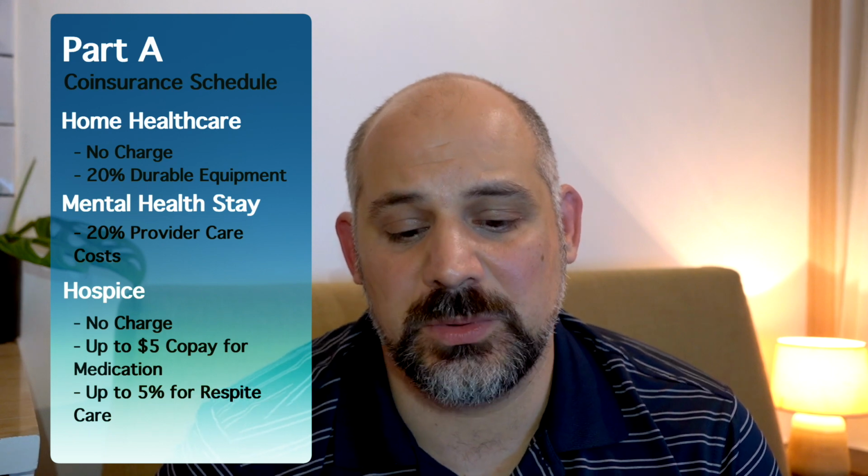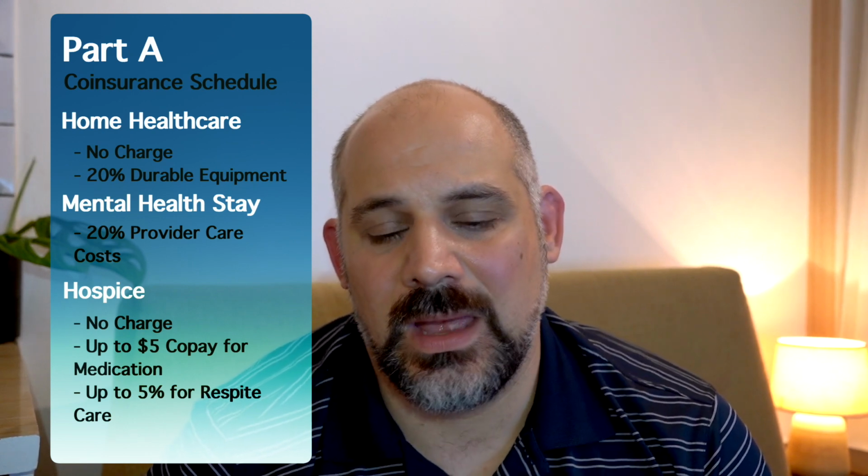While the scheduled benefits I just detailed apply in most cases, there are a few exceptions, such as with home health care. For home health care, there is no charge for home health care services. However, you are responsible for 20% of Medicare approved amounts of durable medical equipment. When it comes to a mental health inpatient stay, you will follow that general schedule of benefits I've just detailed. However, you will also be responsible for 20% of Medicare approved amount for mental health services that are provided either by a doctor or other providers while you're inpatient at a hospital.